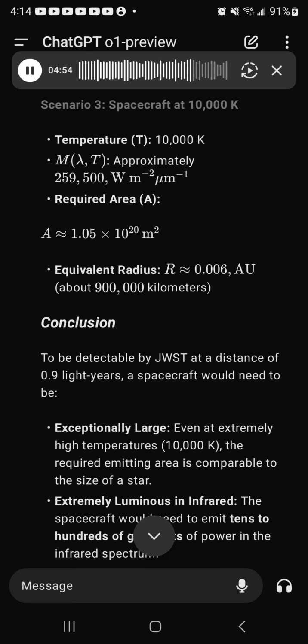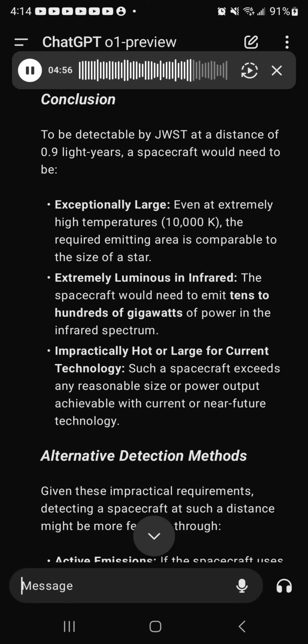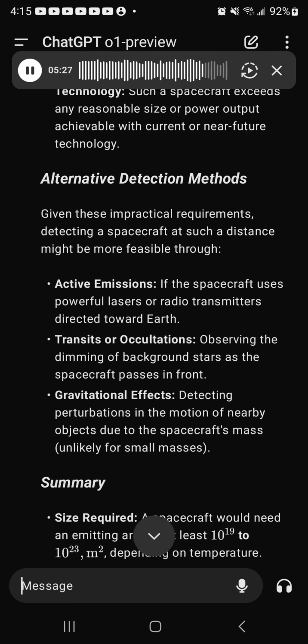Conclusion. To be detectable by JWST at a distance of 0.9 light years, a spacecraft would need to be exceptionally large. Even at extremely high temperatures, 10,000 K, the required emitting area is comparable to the size of a star. Extremely luminous in the infrared, the spacecraft would need to emit tens to hundreds of gigawatts of power in the infrared spectrum, impractically hot or large for current technology. Such a spacecraft exceeds any reasonable size or power output achievable with current or near future technology.